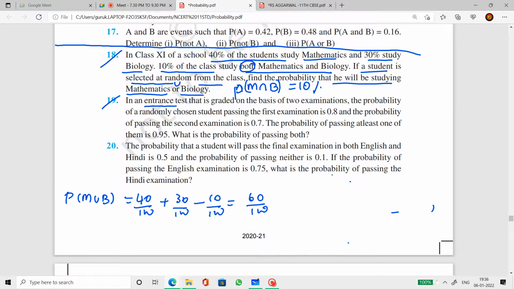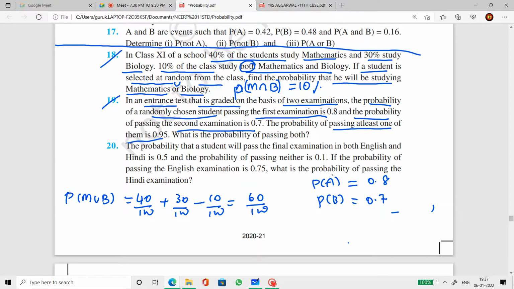In an entrance test that is graded on the basis of two examinations, the probability of a randomly chosen student passing the first examination is 0.8. The probability of passing the second examination is 0.7. So let's assume P of A is the probability of passing the first examination, which is 0.8, and P of B is the probability of passing the second examination, which is 0.7. The probability of at least one of them passing is 0.95.